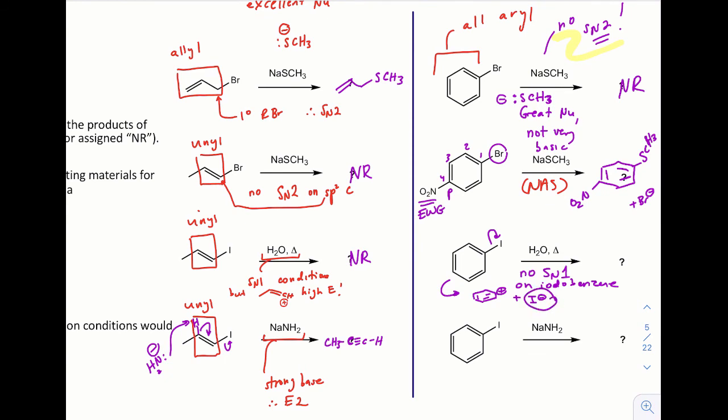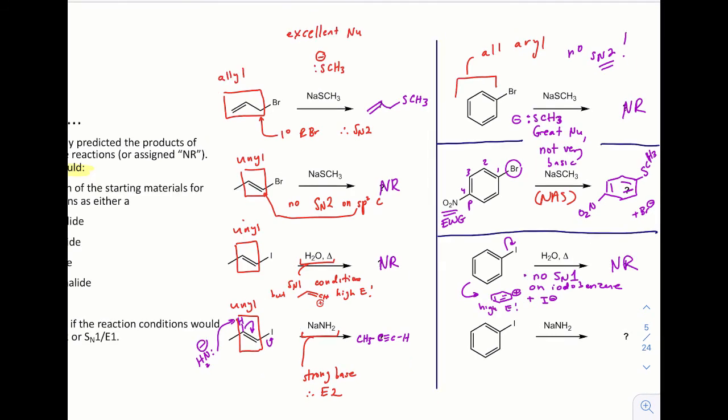This is a good leaving group. It's low energy, but this cation is really high energy. So no reaction, no SN1 for iodobenzene. And to be clear, there would also be no nucleophilic aromatic substitution. There are no electron withdrawing groups on this ring, and water is not a strong nucleophile.